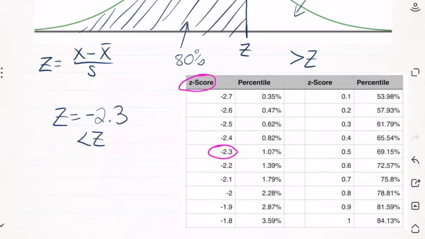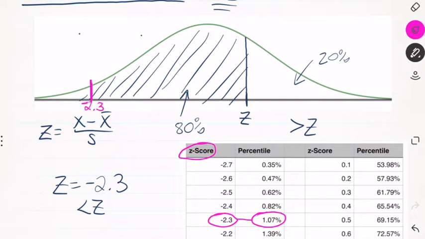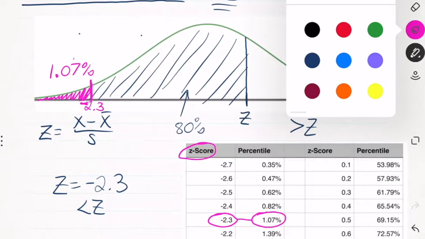So our negative 2.3 is here, and next to it is the percent of information less than a negative 2.3 z-score. So a negative 2.3 is way out here on my curve. We are negative 2.3 standard deviations away from the mean, and the amount of area under the curve less than negative 2.3 is 1.07%.